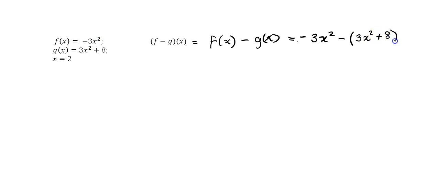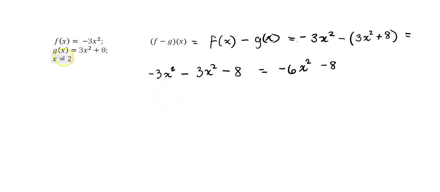So here I'm going to go ahead and distribute this negative all the way through. So I'm going to have my negative 3x squared, that's the first one. So that's this one right here. And now I'm going to have another negative 3x squared, and minus 8, because my negative multiplies through to both of these. So I'm going to wind up with negative 6x squared minus 8.